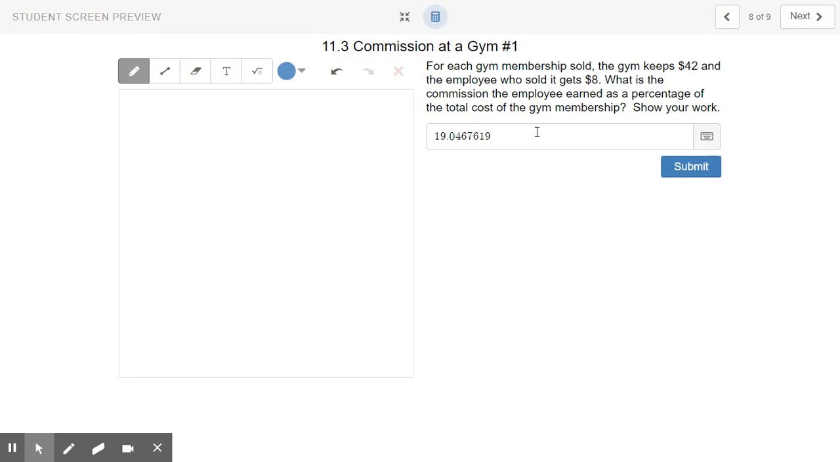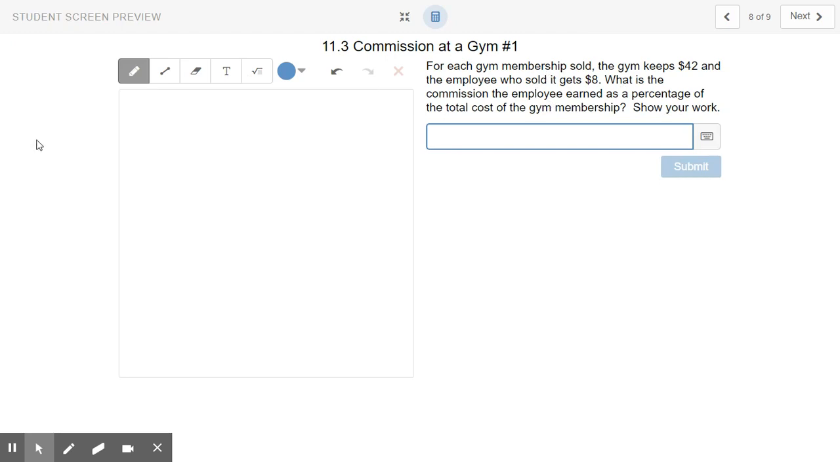Okay, for this particular problem, we have to look at a gym membership that was sold. And for every one that's sold, the gym keeps $42 and the employee who sold it gets $8. And we're asked to find what's the commission that the employee earns as a percentage of the total cost of the membership. Now, here's what I'm going to tell you. This is tricky. I got this one wrong the first time I did it. So it's really important that we're reading carefully as to what's happening.